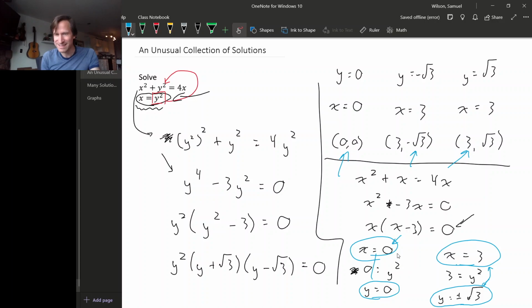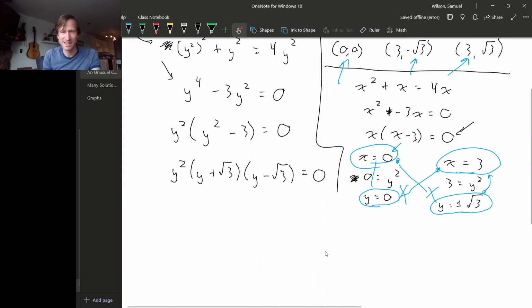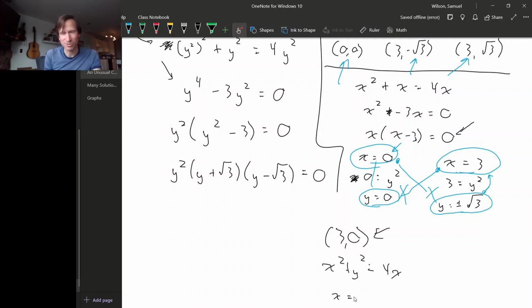But notice that this x value up here, the 0, doesn't go with the y values plus or minus root 3, and the x value 3 doesn't go with the y value 0. So be careful how you're pairing these up. If we accidentally paired them up incorrectly by saying x is 3 and y is 0, like this, this actually isn't a solution to the system of equations, right? If we plug this back into the original system, x squared plus y squared equals 4x, and x equals y squared.